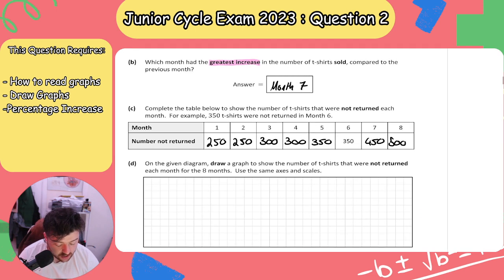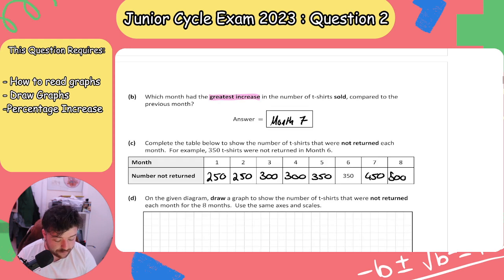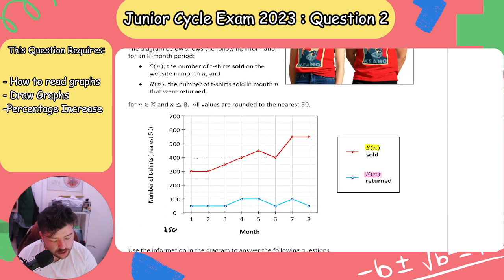Part D. On the given diagram, draw a graph to show the number of t-shirts that were not returned each month for the 8 months using the same axis and scale. So now I need to plot these points on the graph above. So I'm going to use an orange, I think. You don't have to do a key, but I'm just doing it here.